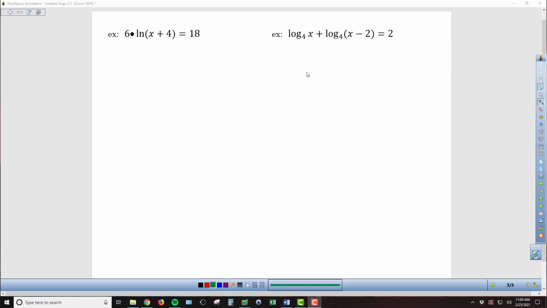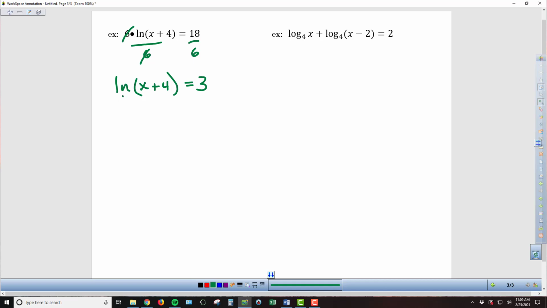Our next example has just a single logarithm, so I'm going to first have to isolate that logarithm by dividing both sides by 6. Before I can rewrite it in exponential form, I have to isolate that logarithm. So now I have ln of x plus 4 equals 18 divided by 6 is 3. So now that we have that logarithm isolated, we can use our pattern to rewrite it as an exponential to get that x out from inside of the logarithm.